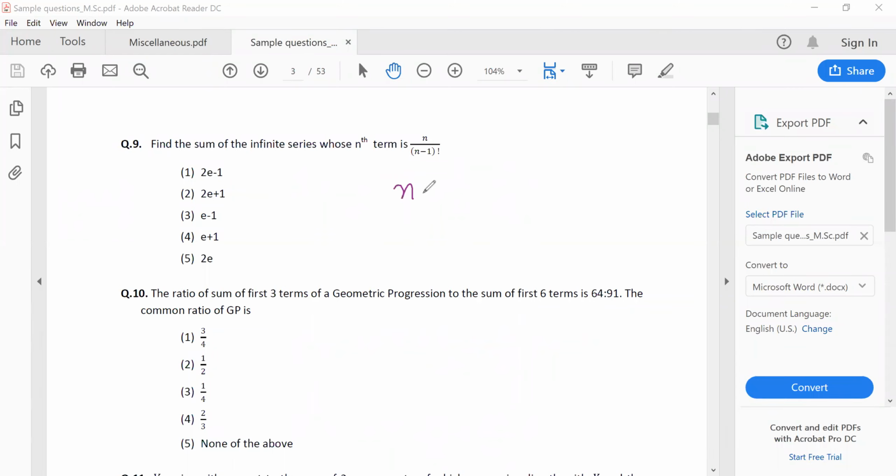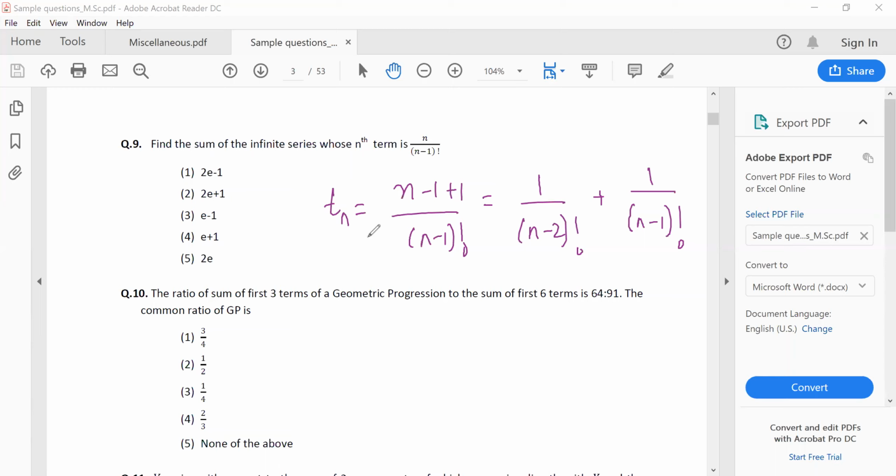One more method. In the numerator, I take it as n minus 1 plus 1 over n minus 1 factorial. So this will be 1 by n minus 2 factorial plus 1 by n minus 1 factorial. Now if I do the summation over the nth term, term 1 will not be applicable for the first one, because n minus 1 by n minus 1 factorial, if I put n is equal to 1, is 0 by 0 factorial, which is 0. So for the first one I take n from 2 to infinity, and for the second one n from 1 to infinity.